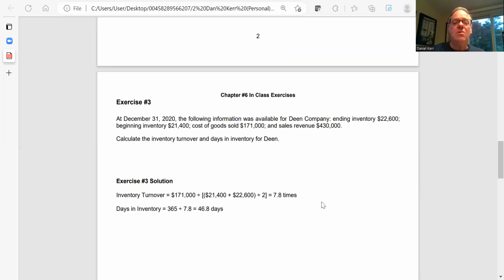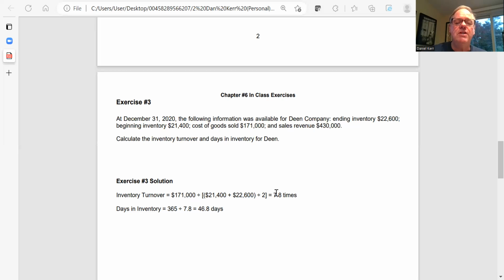And that means the inventory turns over, or the inventory is sold 7.8 times per year. So if the inventory turns over 7.8 times per year, you want to get the days in inventory. Very complex math here. You take 365 and divide by 7.8. So they've got roughly 47 days worth of stuff in inventory.